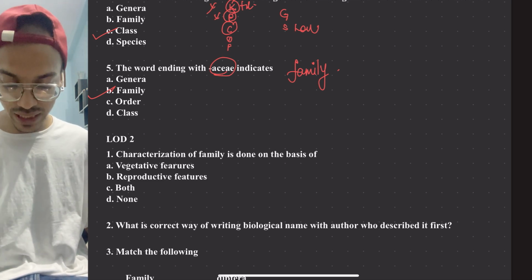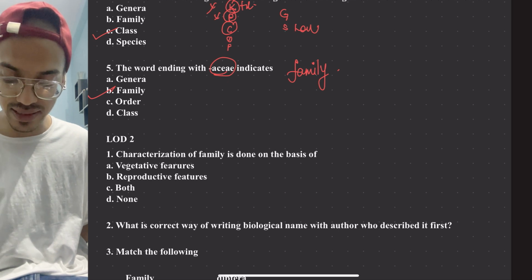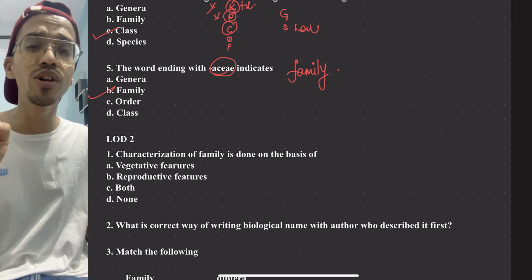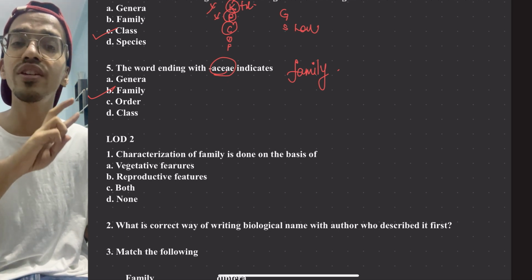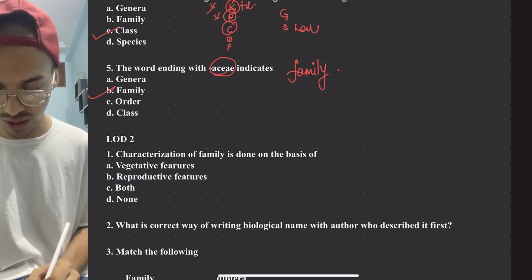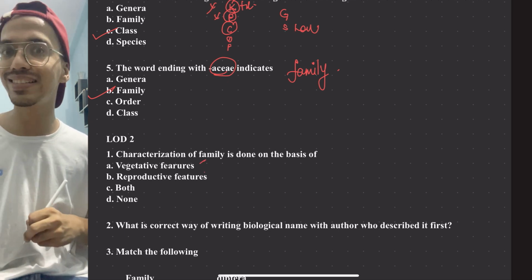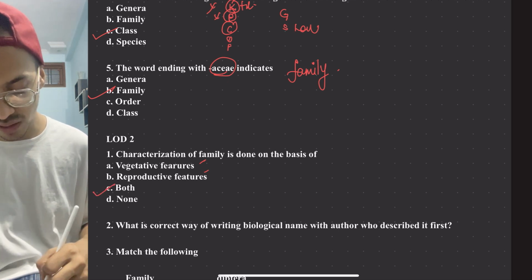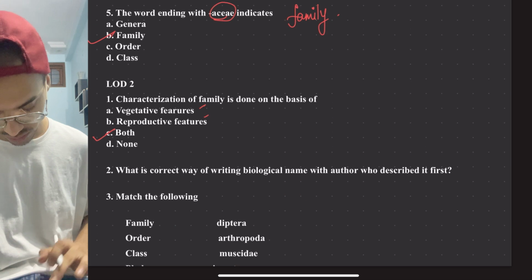So one is: characterization of family is done on the basis of what? This is a text-based question, and I told you that it is based on vegetative and reproductive features. So both vegetative and reproductive would be the answer. Okay, so this is an important question, a PYQ. Then the next question is what?